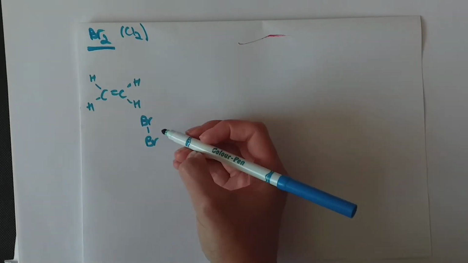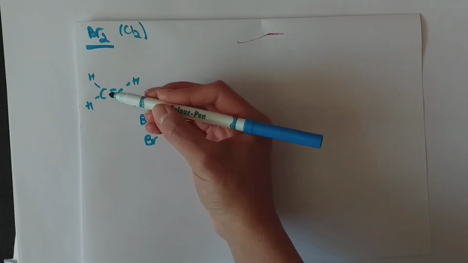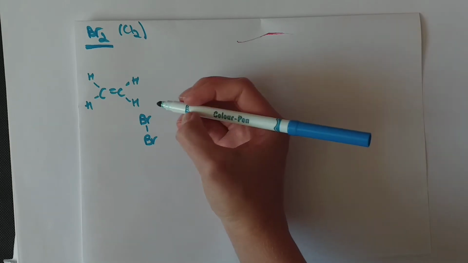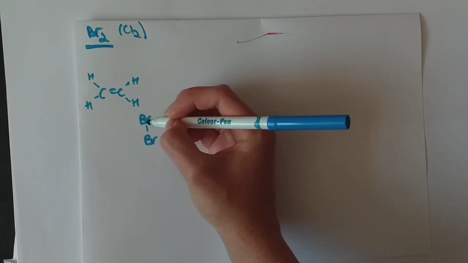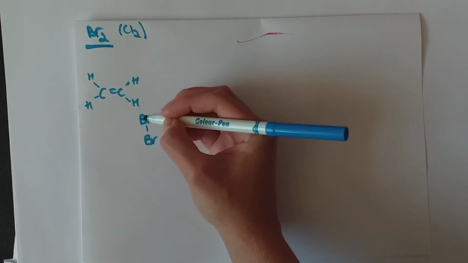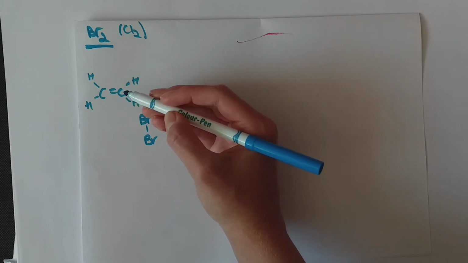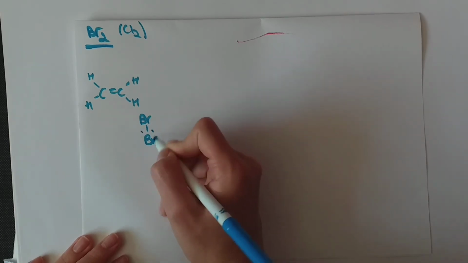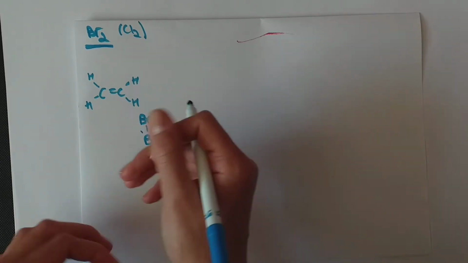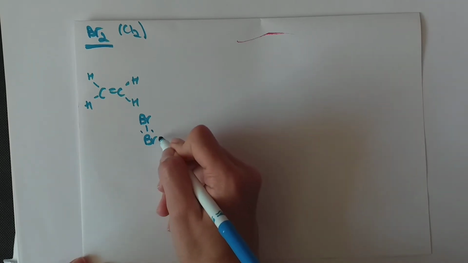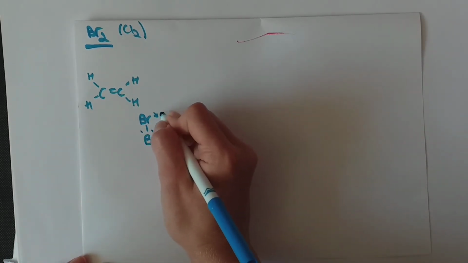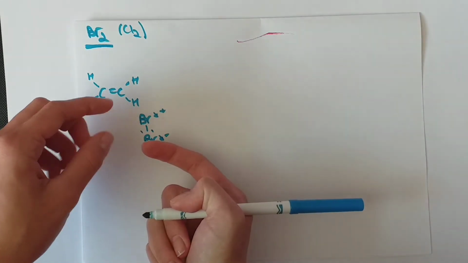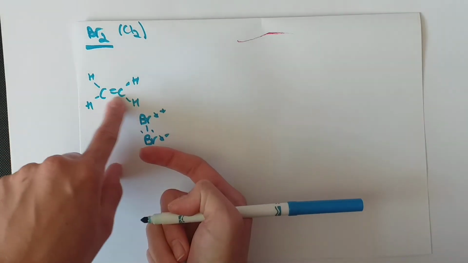However, when it gets close enough to our ethene with high electron density, it pushes away these electrons from the bromine that is closer to it. So this bromine is closer to our ethene, and ethene has electrons, so it pushes away these electrons towards the other bromine because it repels these electrons. Therefore, the lower bromine becomes slightly negative and this one becomes slightly positive. The electrons move down because they are repelled by the electron density.